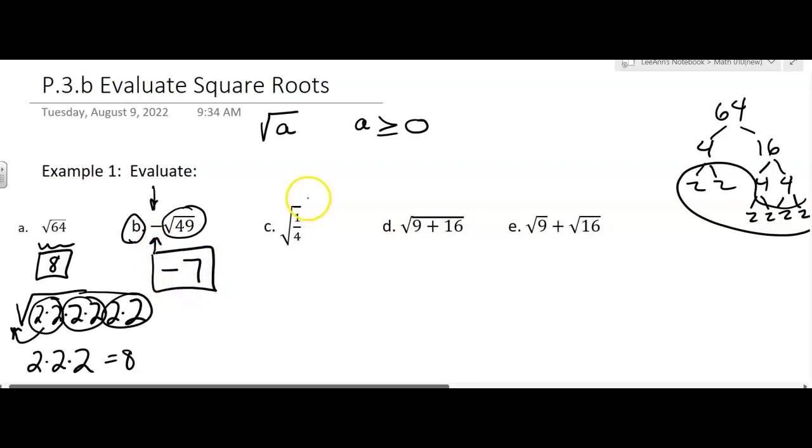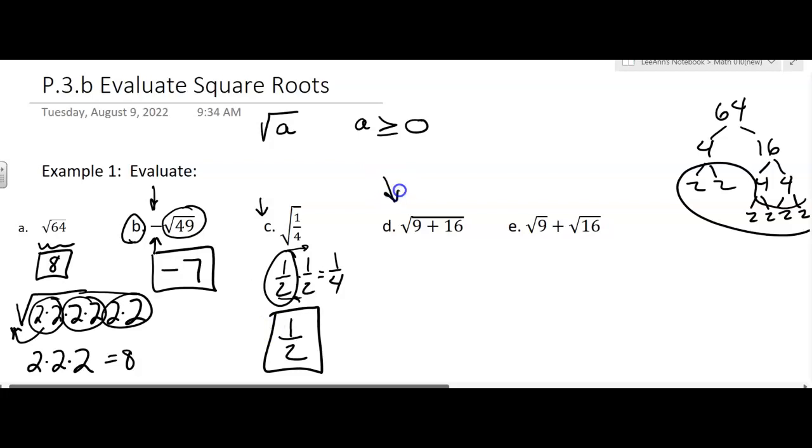Okay, now here we have a fraction. In a little bit we're going to learn a rule that helps us deal with that. But for now, let's just think, what times what would equal 1/4? Well, it turns out it's 1/2. 1/2 times 1/2 equals 1/4. We multiply fractions straight across. So the square root of 1/4 would just be one of them, so 1/2. We'll get a rule that'll help us with fractions.